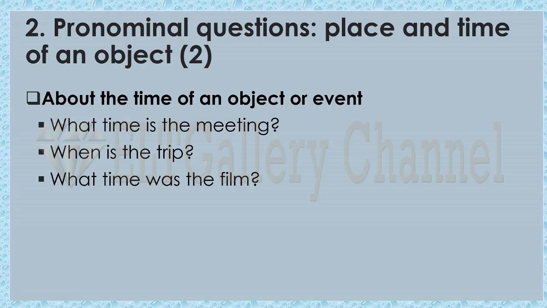So the form here is you have the question word, what time or when, and then you have the predicate is or was, and then the subject: the meeting, the trip, and the film. And then when we answer that, we say the meeting is on, the trip is on, the film was on.